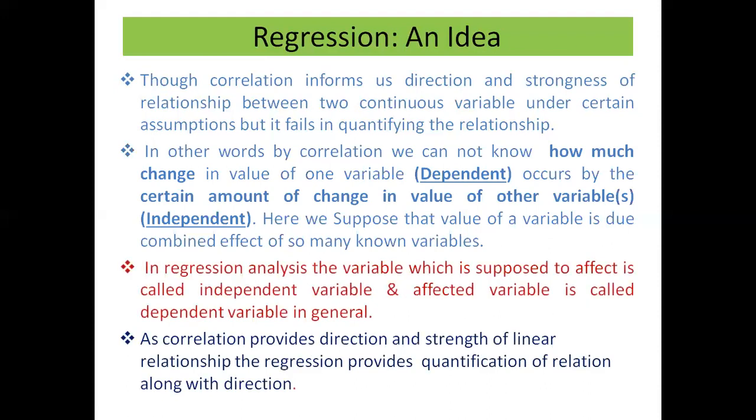In regression analysis, the variable which is supposed to affect is called independent, and the affected variable is called the dependent variable in general. So as correlation provides the direction and strength of a linear relationship, regression provides us the quantification of a relation along with direction. So if we want to quantify the relationship, we need to know regression analysis.